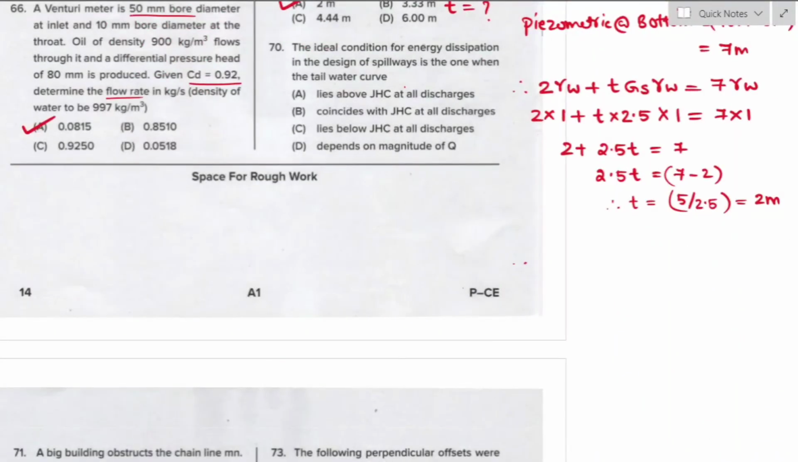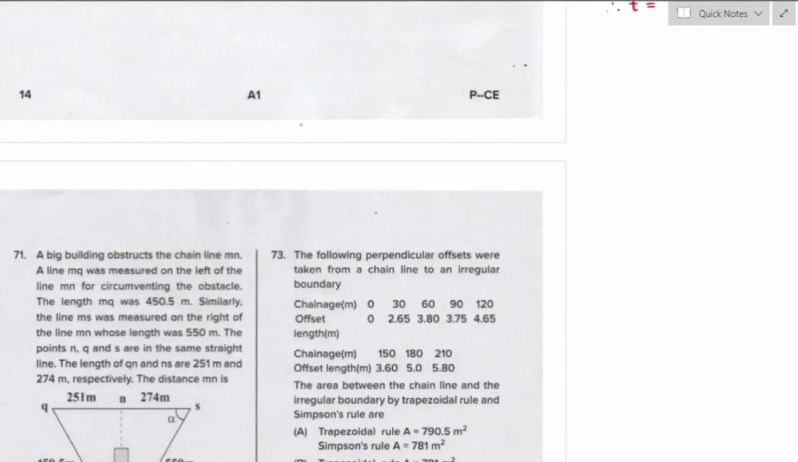Question number 70. The ideal condition for energy dissipation in the design of spillway is the one when the tailwater curve just coincides with the jump rating curve at all discharge. So option B is the right answer. To ensure this protection in the region of hydraulic jump, a simple concrete apron or apron length of 5 times of y2 minus y1 is provided. So the right answer is option B.